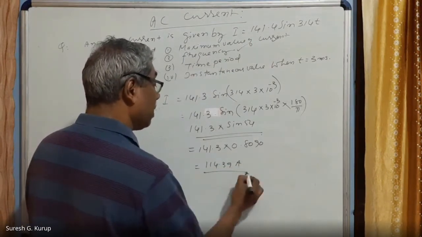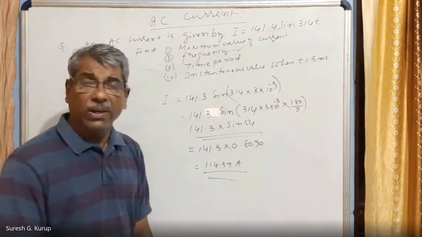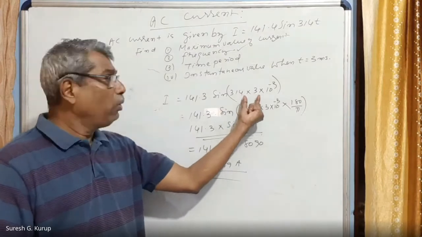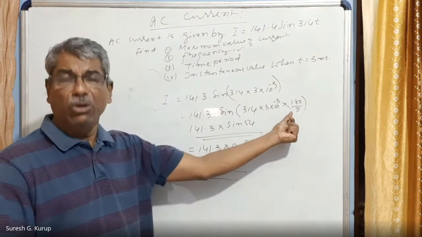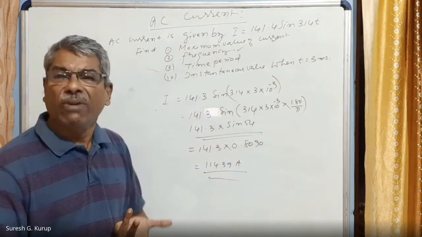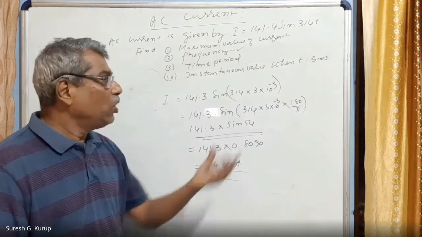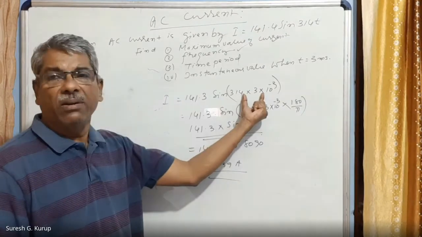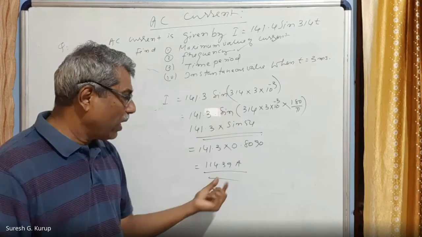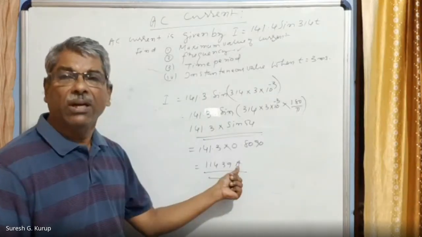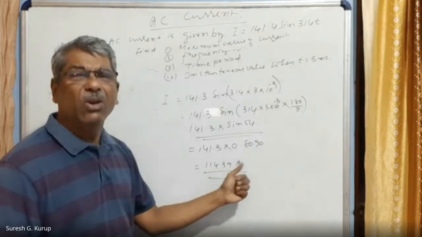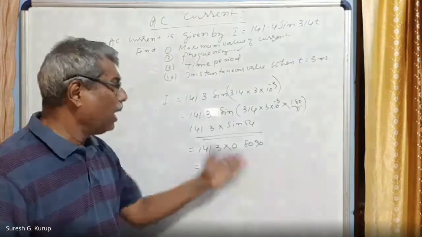You will get the value 114.39 ampere. This question I have worked out here because you will come with this value only if you convert that into degree form. Otherwise you cannot find the value of that. If you calculate the sine in radians, you will not get the actual value of the current. So the instantaneous current is not equal to 914.39 or 35 approximately ampere.